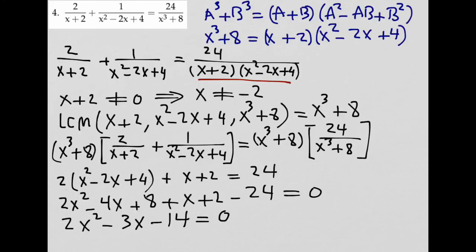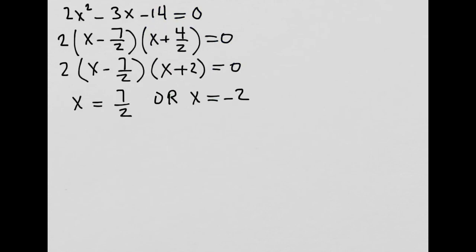But remember that x cannot equal negative 2. This was ruled out to start with. So we're going to reject x equals minus 2. It remains to check whether x equals 7 over 2 is in fact a solution to our rational equation.